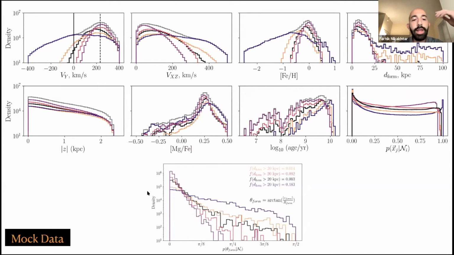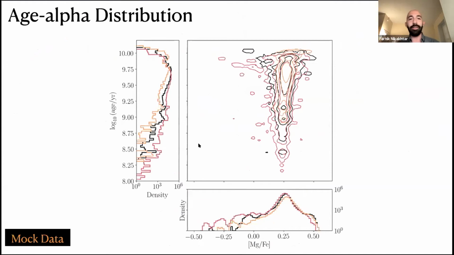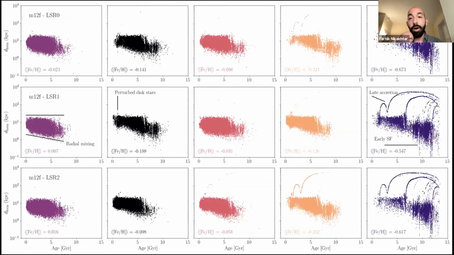So it says that they might have different histories, all right, so I should go fast. Okay, so even here in the alpha age distribution, we can see that these distributions are different. So we can follow all these components in different simulations to find the history of each of them. As Emily showed, in these plots, formation distance versus age, we can see different patterns like late accretion or radial mixing here.